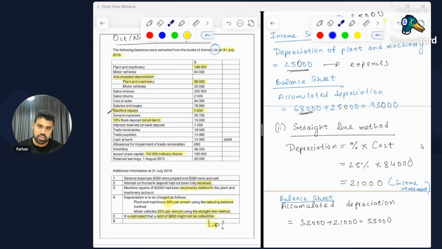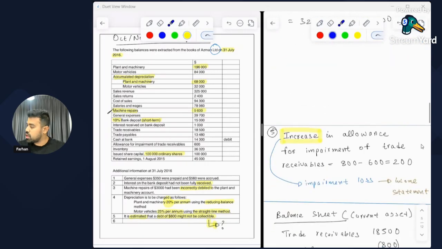And then you go to the balance sheet. You prepare the accumulated depreciation section. You start with the 32,000 that we originally had been provided in the table, and then you add the additional 21,000 which we have incurred in this financial year, ending 31 July 2016. Altogether, the accumulated depreciation comes out to $53,000, which is what we report in the balance sheet. All right. Okay. Let's move to the next one, which is number 5.